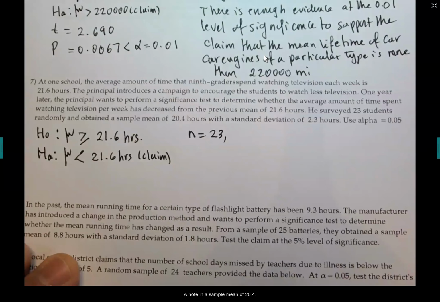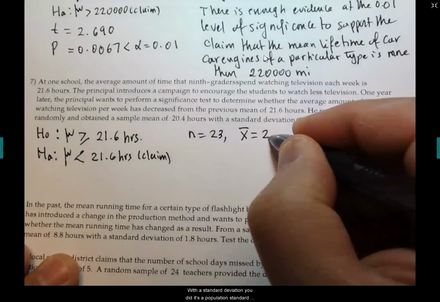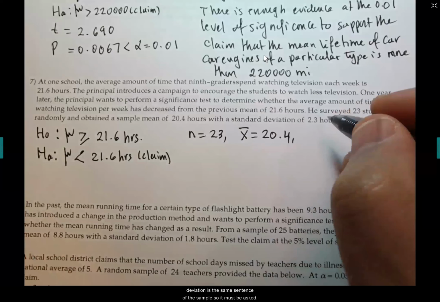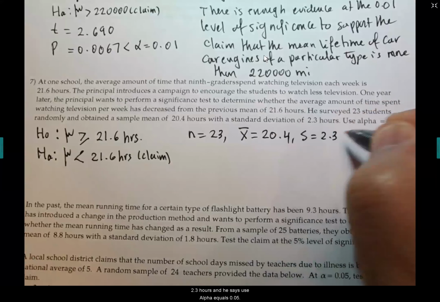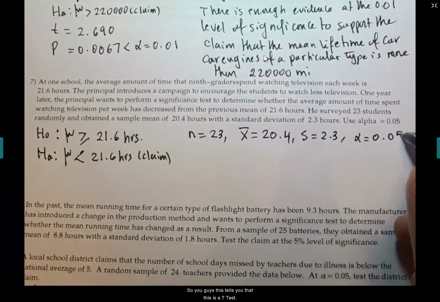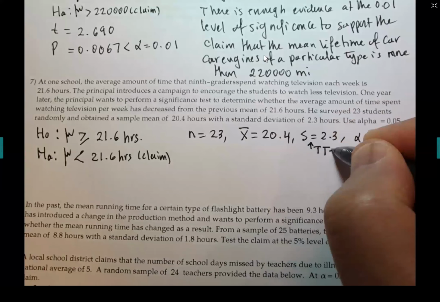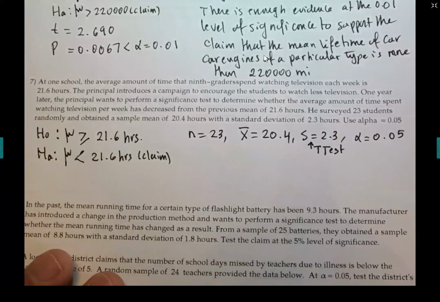And obtain a sample mean of 20.4 with a standard deviation. He didn't say population standard deviation. It's the same sentence as the sample, so it must be S, 2.3 hours. And he says use alpha equals 0.05. So you guys, this tells you that this is a t-test. Okay, let's perform this t-test together and see what we get.